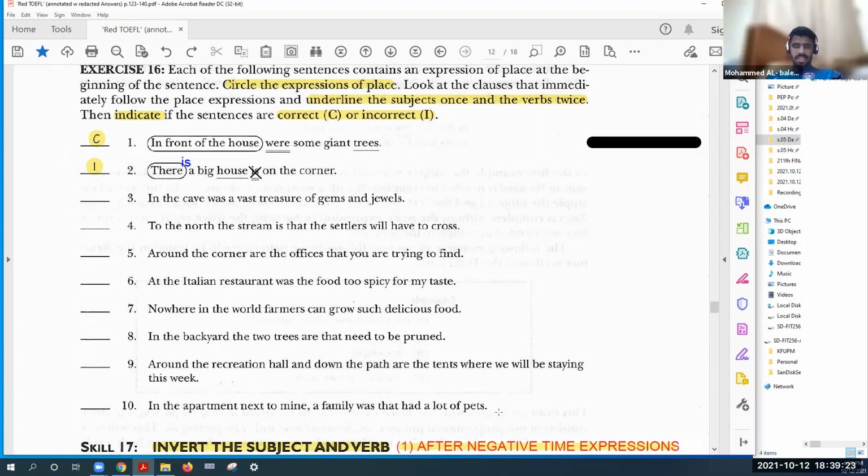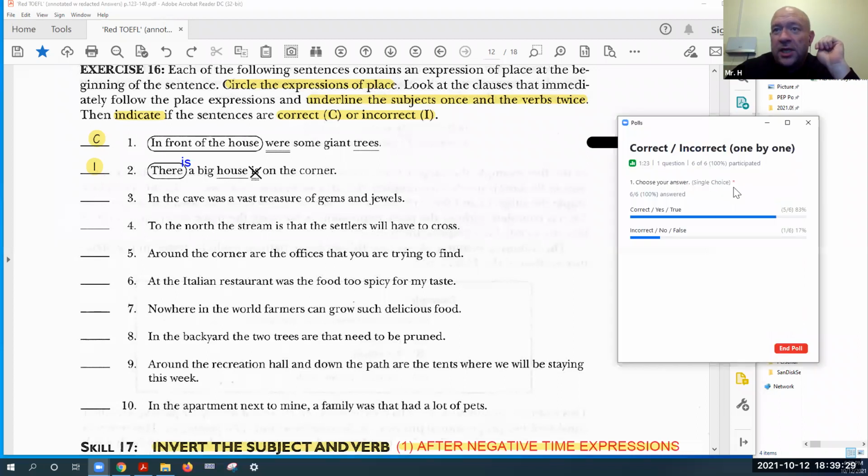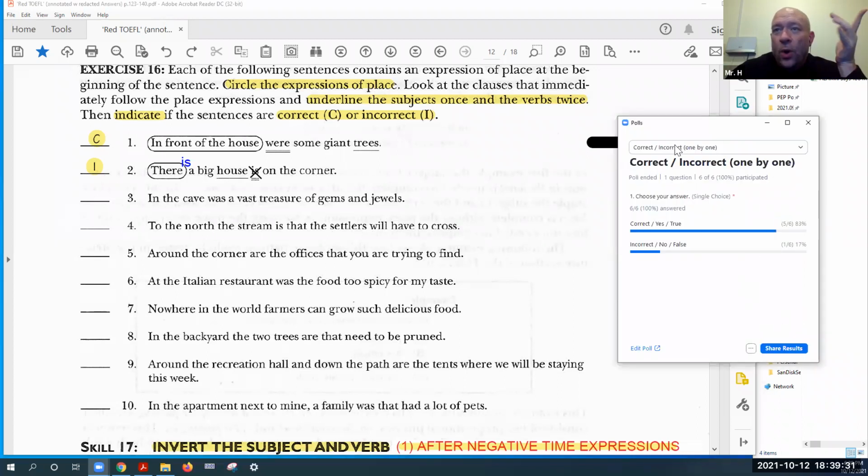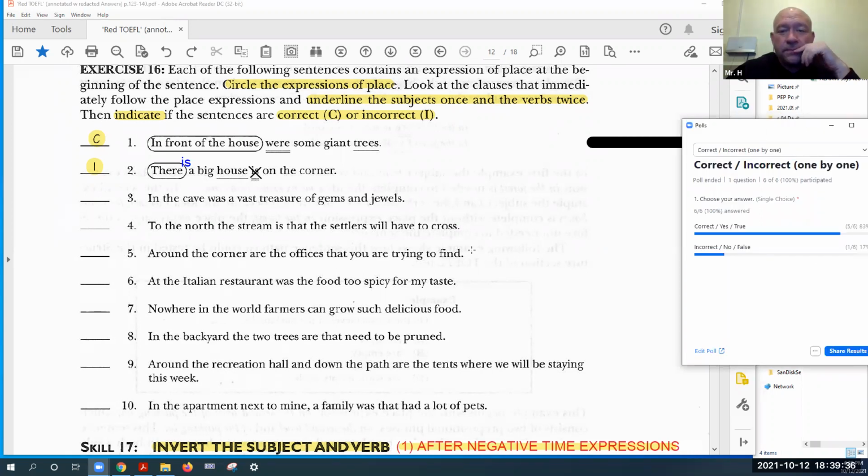All right, guys. It's already been like a minute, so I'm going to stop the poll and quickly look at your choices. One person said it's incorrect. Everybody else said it is correct. I chose incorrect, but I know it's correct. I just didn't focus. So you have to focus on the TOEFL. You make that mistake, you lose marks in the TOEFL. So it's correct.